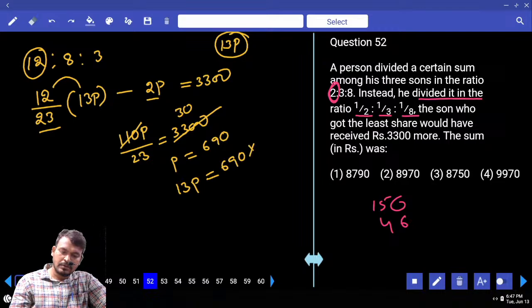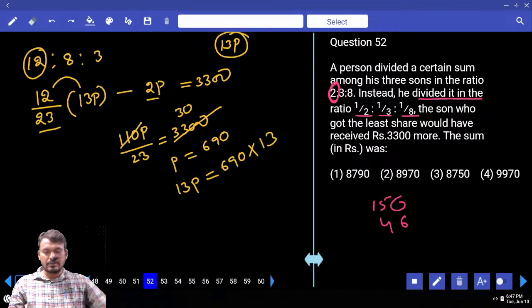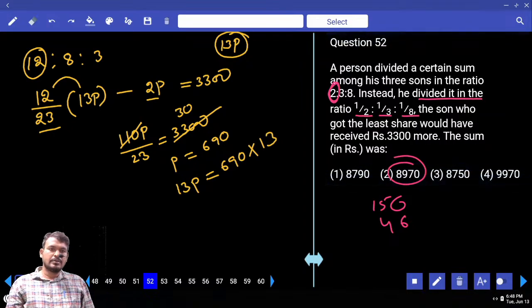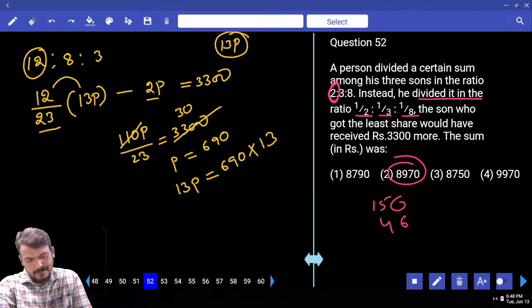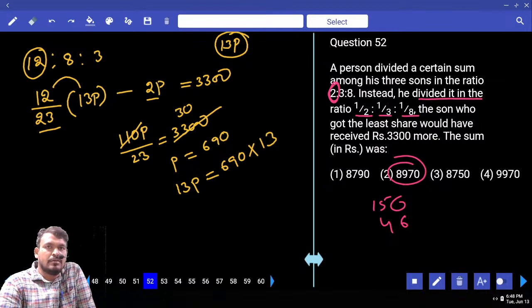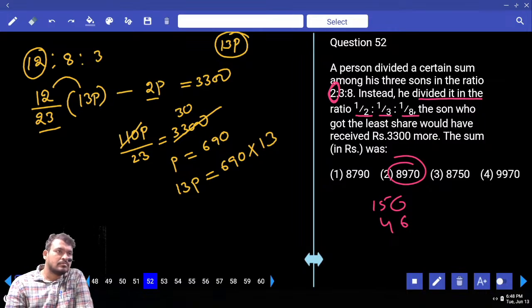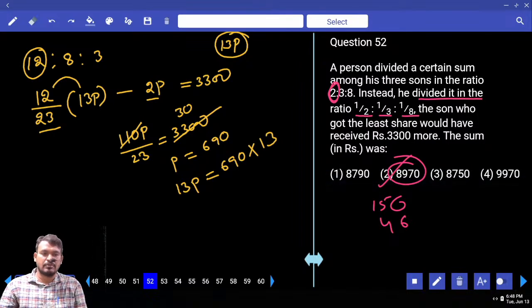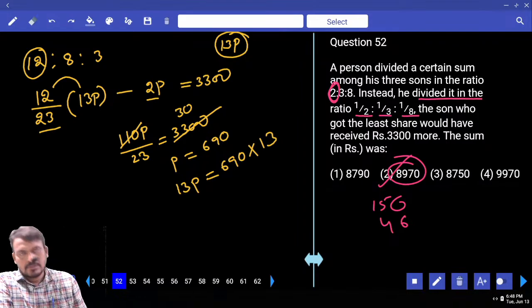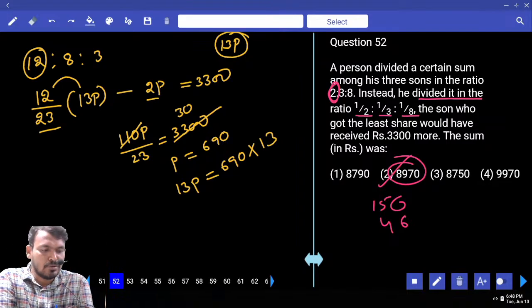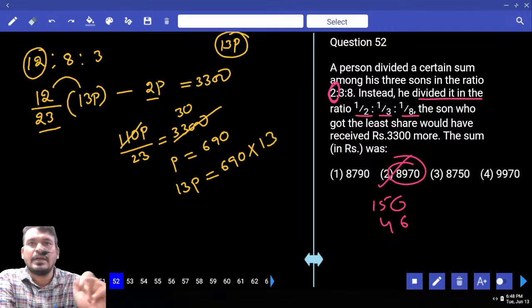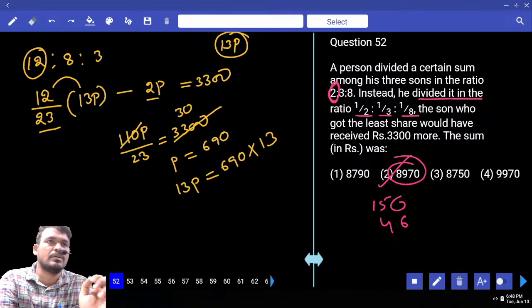690 into 13. What is the answer? 8970. Compared to 9100, it is 130 less. 690 means 700 minus 10. 700 into 13 is 9100. 13 into 10 is 130. Difference is 8970. Originally 2 parts are received. New case 12/23 of 13 parts. Those two differ by 3300.